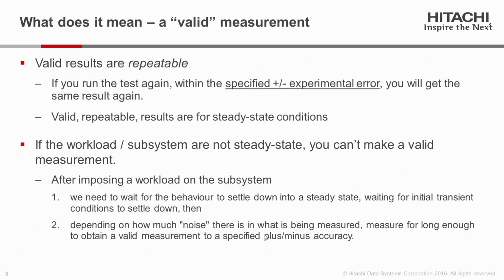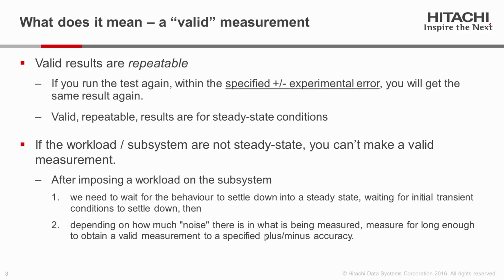Then in terms of the IV architecture, the entire key comes down to what it means to make a valid measurement. Valid measurements are repeatable, meaning that if you run the test again, within the specified plus or minus experimental error, you will get the same result again. And in order for a test to be repeatable, you have to be measuring a steady state condition, because otherwise it won't be repeatable.